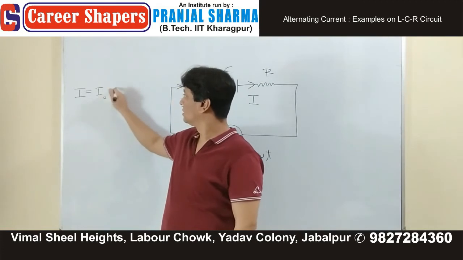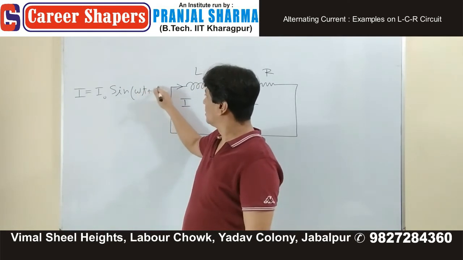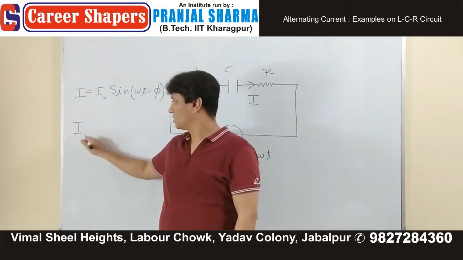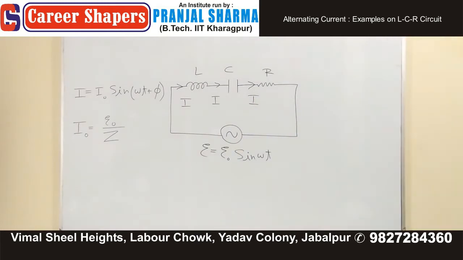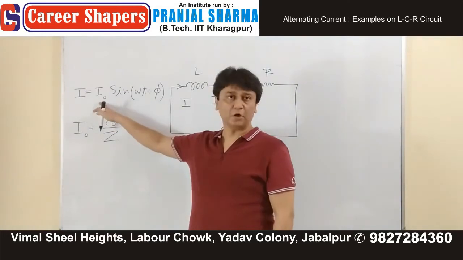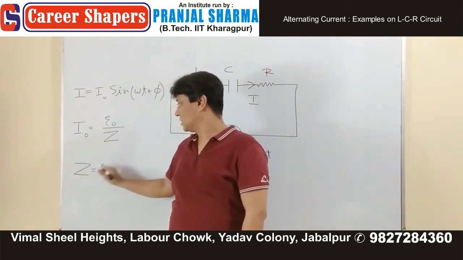I is I naught sine omega t plus phi, where I naught is E naught divided by Z. I naught, which is the peak value of alternating current, is E naught by Z. This Z is called impedance.